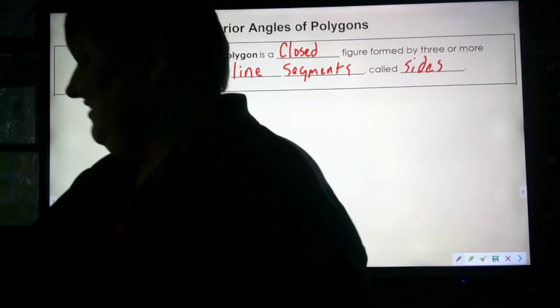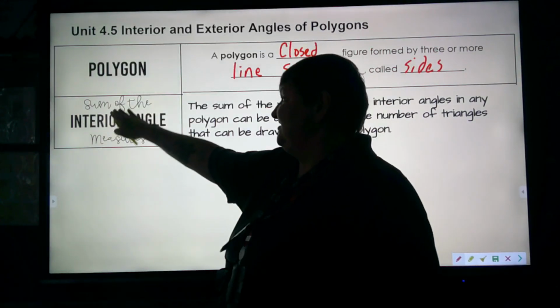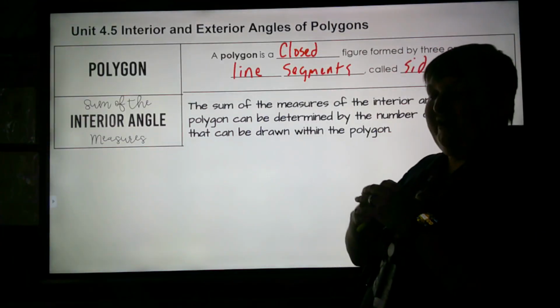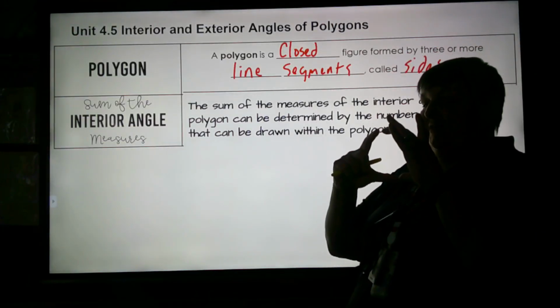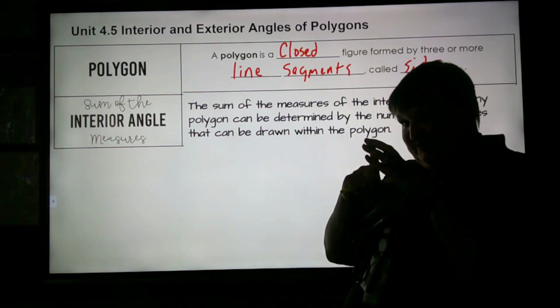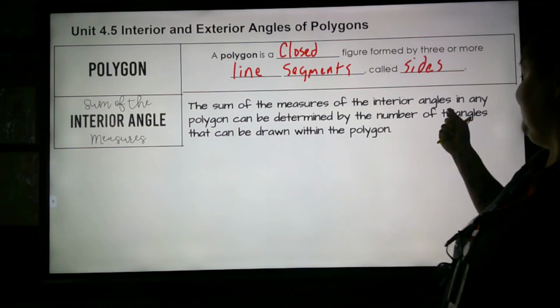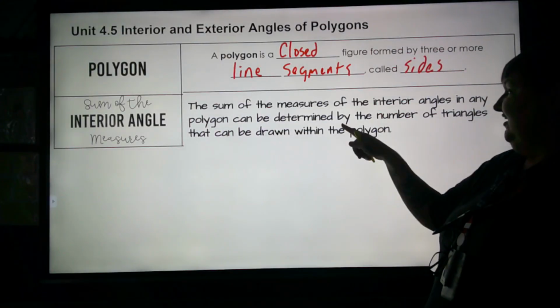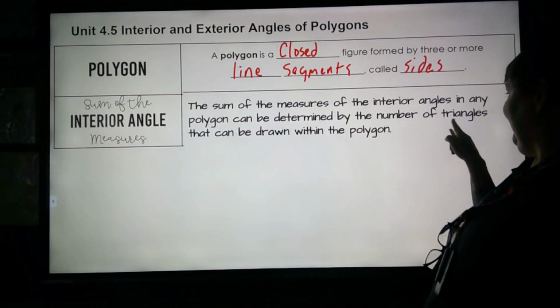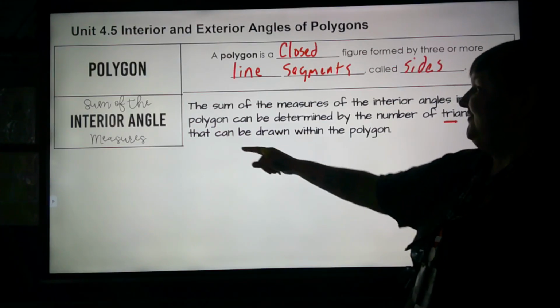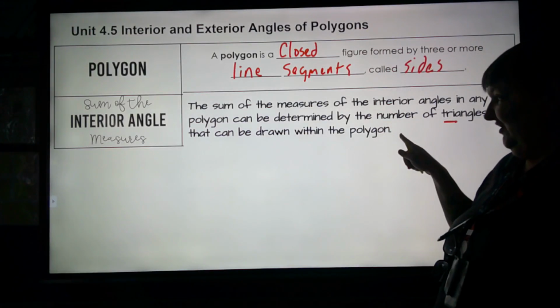Alright, so we're going to start by looking at the sum of the interior angle measures. So we're going to find ways to find the sum of the inside angle measures, the inside of the polygon. The sum of the measures of the interior angles in any polygon can be determined by the number of triangles. Remember I said it was important to remember that triangle that can be drawn within the polygon.